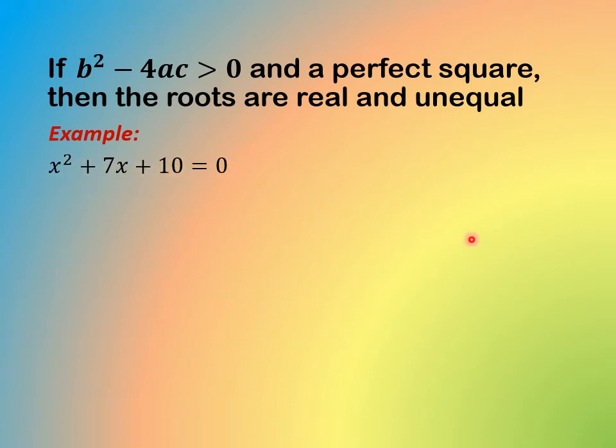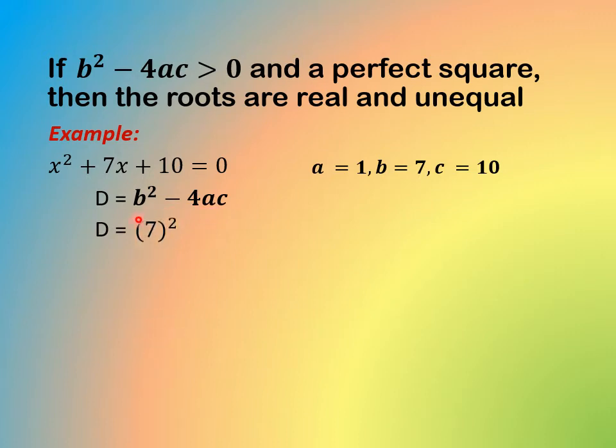Okay? Let's have the example. We have here x squared plus 7x plus 10 is equal to 0. So, we need to determine the values of a, b, and c. So, we have here a is 1, b is 7, and c is 10. Okay? So, substitute sa ating b squared minus 4ac. So, ang ating b, that is equal to 7. So, we have here 7 squared. Minus 4, ang ating a na 1, at yung ating c na 10.